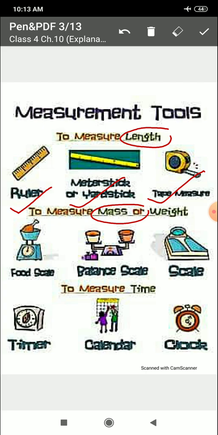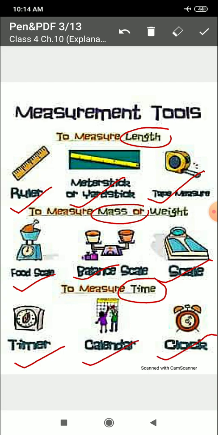mass. You can see here foot scale, balance scale and simple scale. The reading one is given here. Commonly, children, we use the measuring balance or the weighing machine, and different kinds of measuring balance or weighing machines are there, which we will discuss further. Then to measure time, we can use timer, calendar, clock, wall clock or wristwatch. So this way we use different kinds of tools or instruments to measure length, mass or time in our daily life.